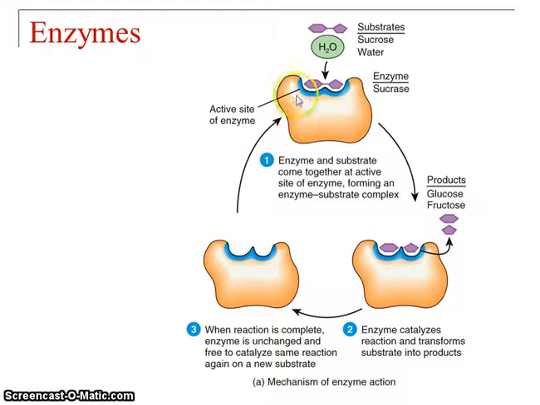So here's what it looks like. An enzyme has what's called an active site. This is where the reaction takes place. It binds in the reactants, does the reaction, and releases the products. And you can see at the end, the enzyme is the same as before it started, so it's ready to go again. The enzyme doesn't get used up during the reaction. It can catalyze multiple reactions in a row.